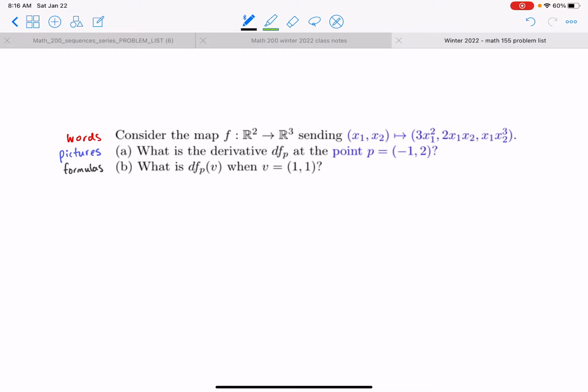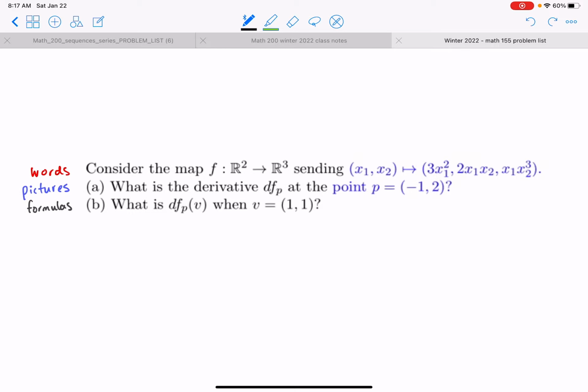Okay, everybody. So consider this map from R2 to R3, F, given by this formula. So here we see that that's R2. And we have 1, 2, 3 component functions. So the output is, in fact, correctly R3. Okay, so this is about derivatives.